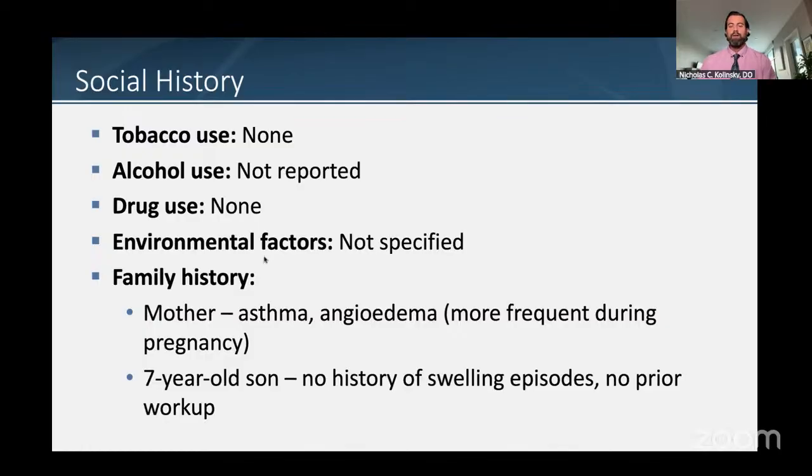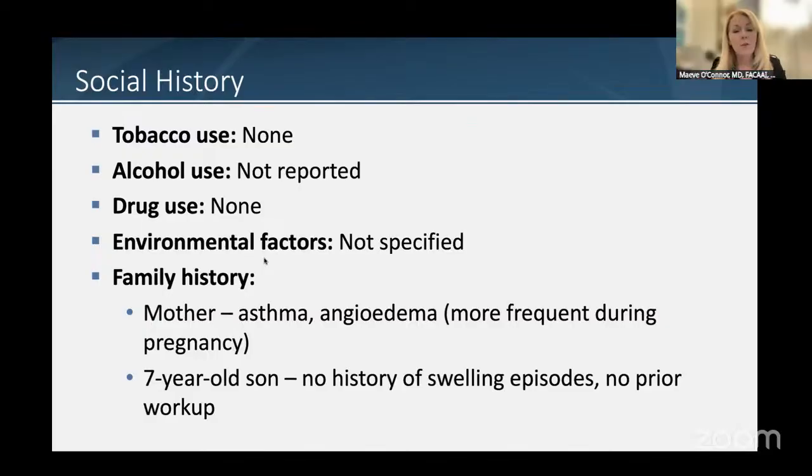Now, we know from Dr. O'Connor's discussion, this is an autosomal dominant gene mutation. So if the mother has it, there's a 50% chance that they could pass it on to their child. It is the SERPING1 gene mutation. So it's very important to think of those things for that autosomal dominant inheritance pattern. And then she has a 7-year-old son with no history of swelling episodes and no prior workup. So he's been asymptomatic. But again, it's important to note that.